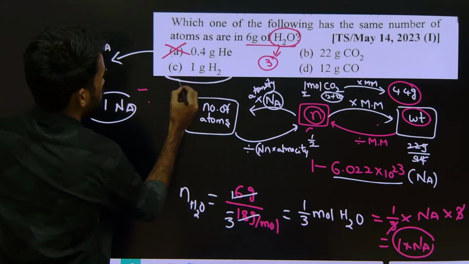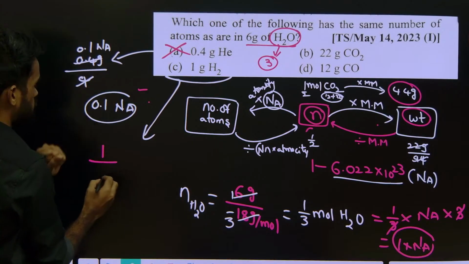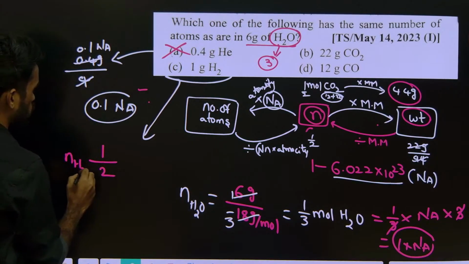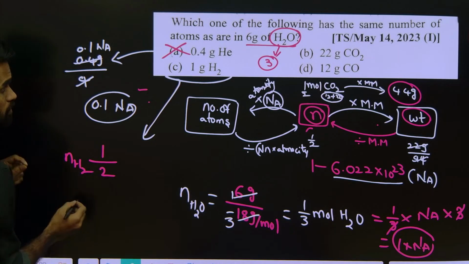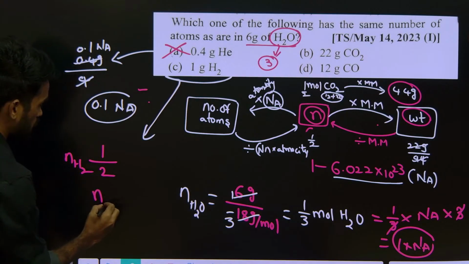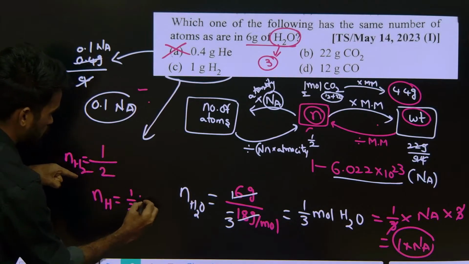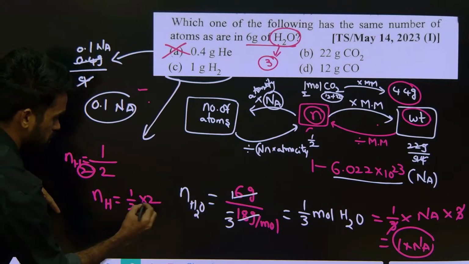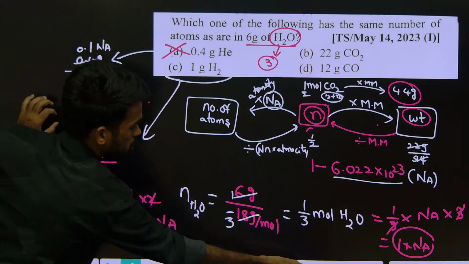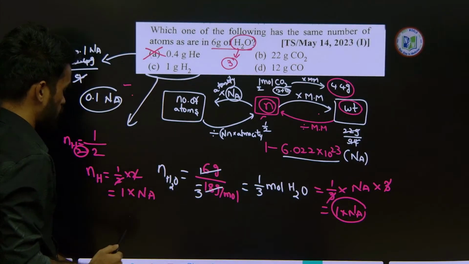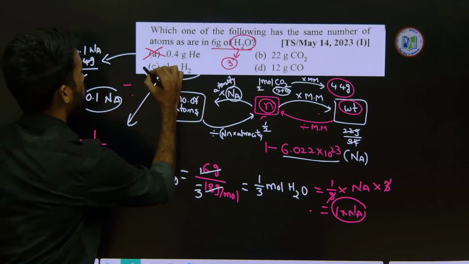Just check option C here. Given weight is 1 gram and the molar mass of hydrogen is 2, therefore the number of moles of H2 will be 1/2. So you got the number of moles of hydrogen molecules. But to check the number of hydrogen atoms, multiply the number of moles by 2, since there are 2 hydrogen atoms. So you got 1 mole, 1 into Avogadro number. So option 3 will be the perfect answer for this question. 1 Na here and 1 Na here, so option 3 is perfect.